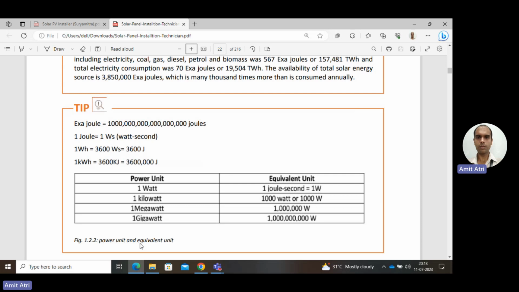Okay, so 1 joule is 1 watt second. Now converting it to watt hour, we multiply it by the seconds in 1 hour, and then we get kilowatt hour. So this 1 kilowatt hour is the standard unit of electricity. Power, as we have studied in the previous chapter, what is energy? It is power multiplied by the time period. So in 1 kilowatt hour, the kilowatt is the power, and 1 hour is the time.